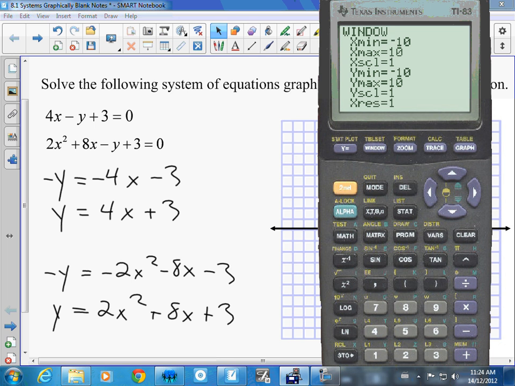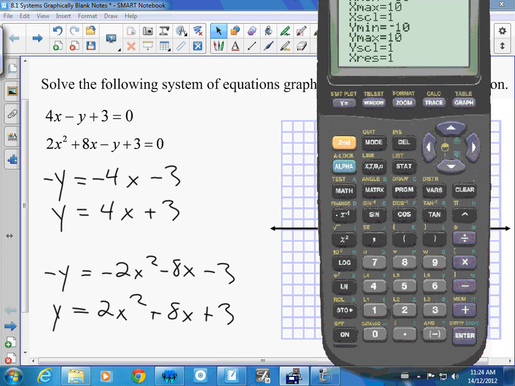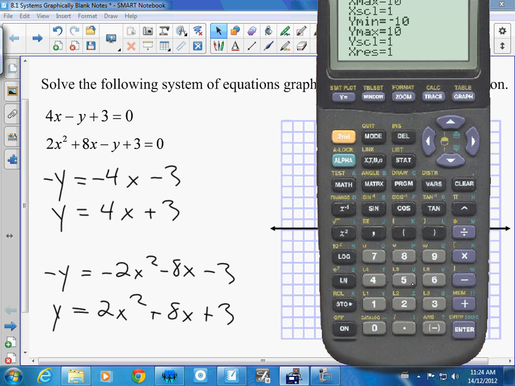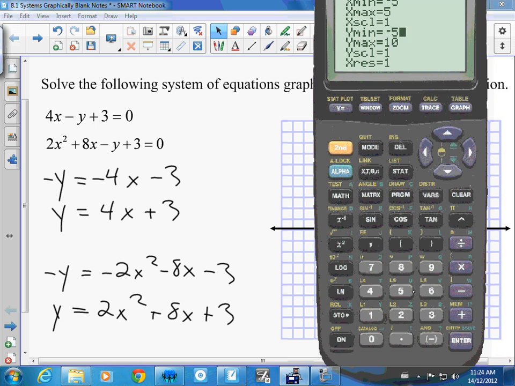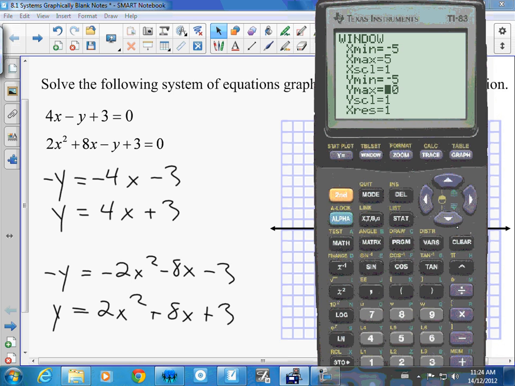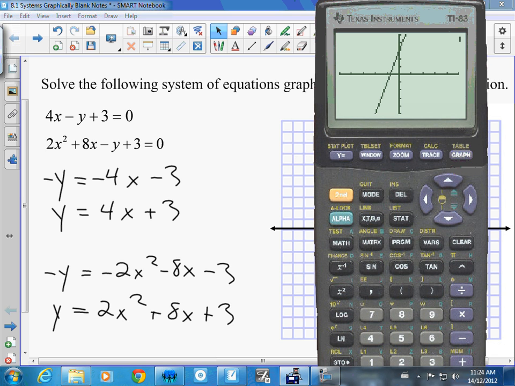So let's change X min to negative 5, positive 5, negative 5, positive 5. And then how do you get it to regraph again? You press the button graph. It actually makes sense. How's this one? Is this a little better? Oh yeah, look at that.